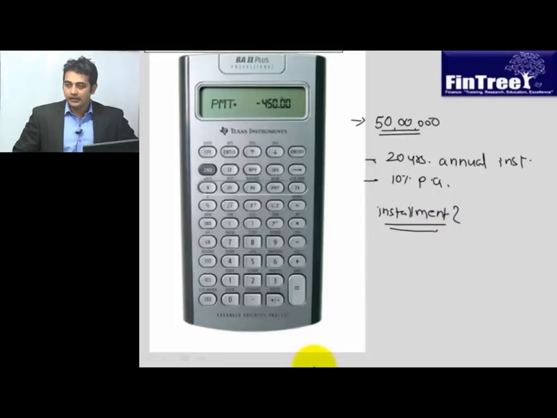Have you understood the question? You've taken a loan of 50 lakhs. The interest rate charged by the bank is 10%. The duration over which you would be paying back this loan is 20 years. You want to find out what is that amount that the person would be required to pay at the end of every year so that this loan is completely paid off in 20 years.